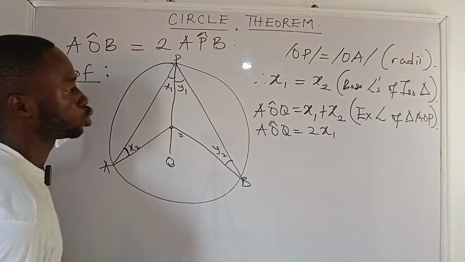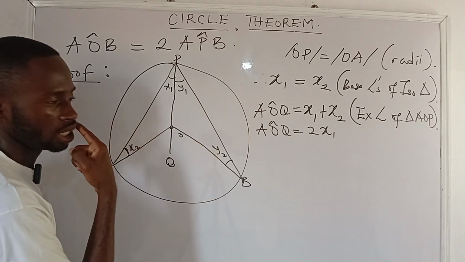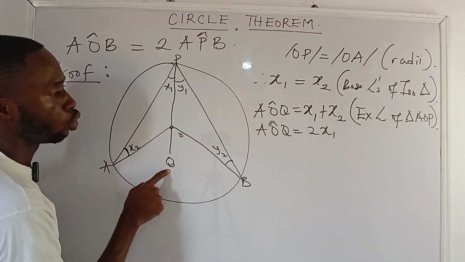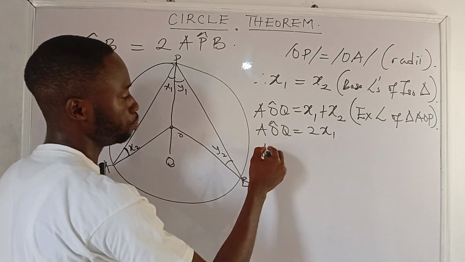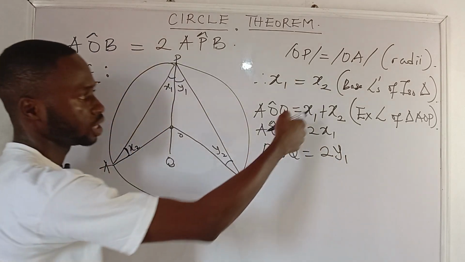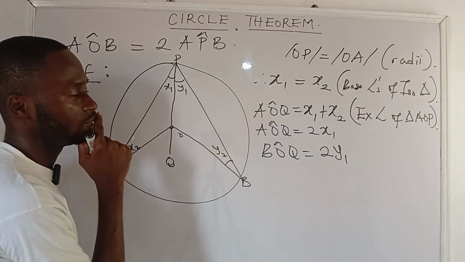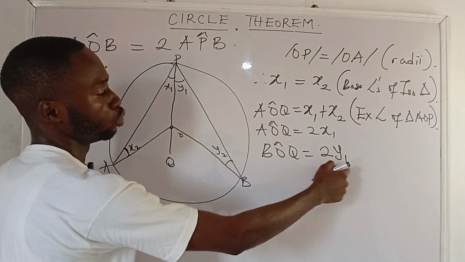Now, if you look at these two triangles, they are the same. So whatever is happening to this will also happen to this. Then BOQ will also be what? 2 times y1, because the same thing that we did here will be the same thing that we play out in this other triangle. So we know BOQ to be 2y1.